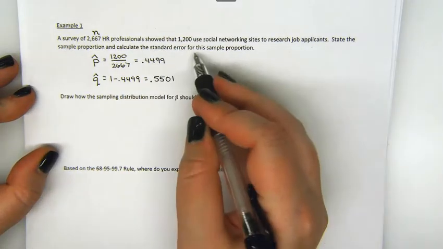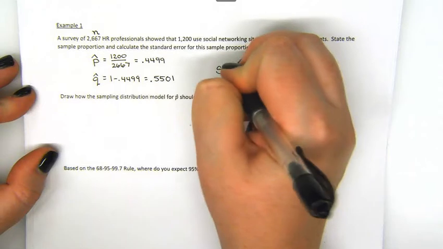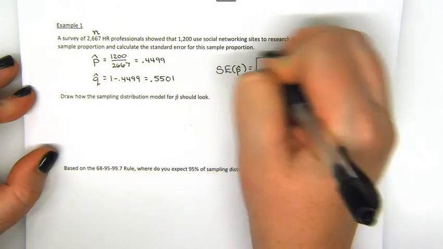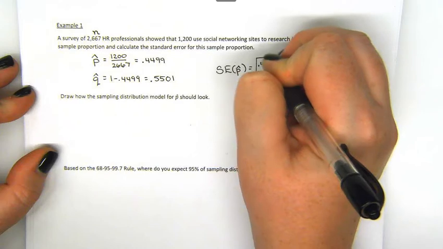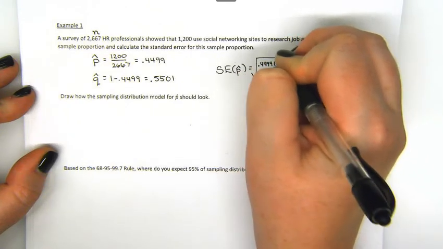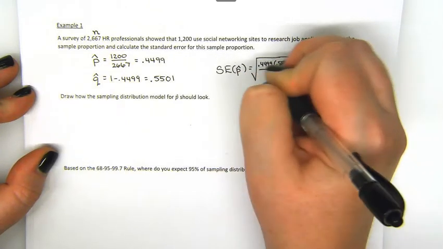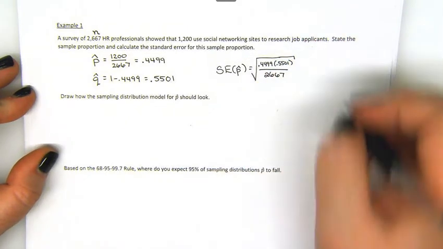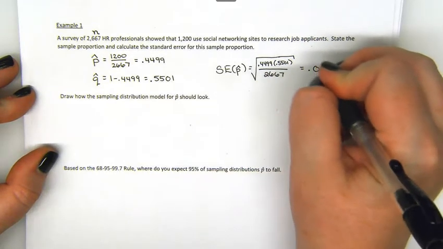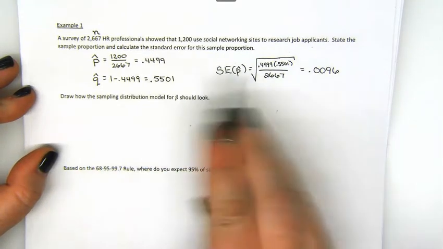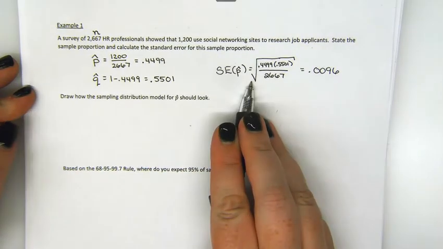For the standard error, using our formula up above, we're taking this square root and using that 0.4499 times 0.5501, and then dividing by our sample size of 2,667. So that's going to be 0.0096. There's our sample proportion. Here's our standard error that we're using.